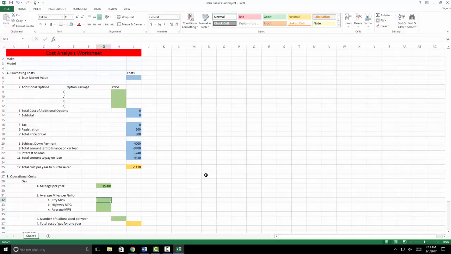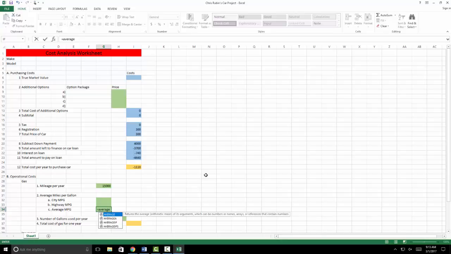In G34, you'll have to find the values for 30 and 32 depending on the car you get. In G34, we're going to set up a formula to calculate the average miles per gallon. So we're going to average cells 32 and 33, which is our city and highway.